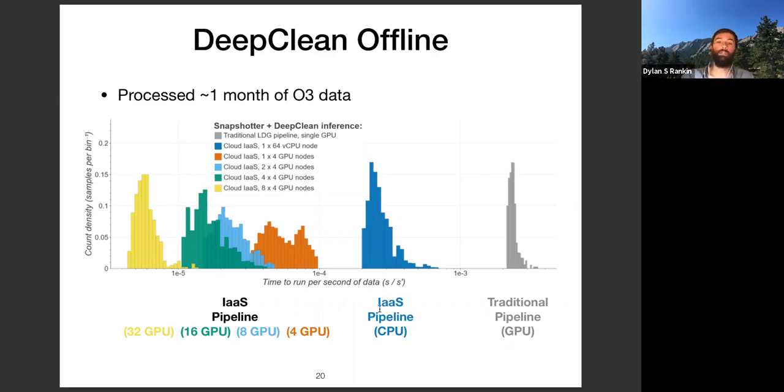If you then take that same inference as a service pipeline and start adding GPUs to the server, you get the next four colors. The orange here is one server node with 4 GPUs. The blue here is two server nodes with 4 GPUs. The green is 4, for a total of 16, and the yellow is 8 server nodes, for a total of 32.